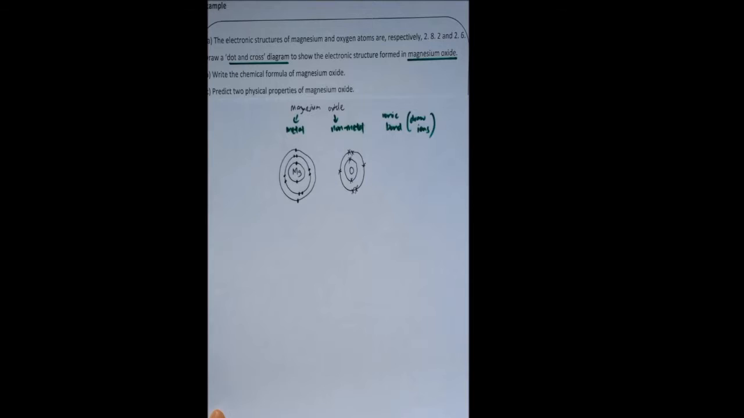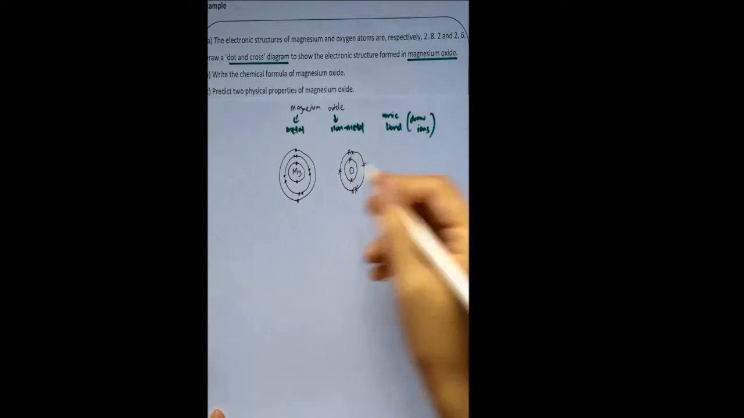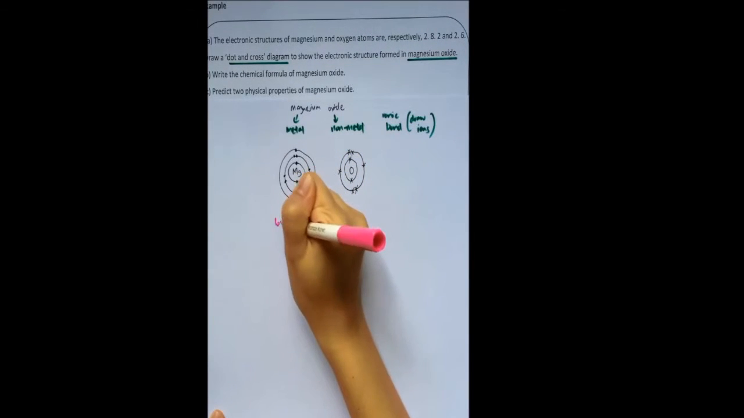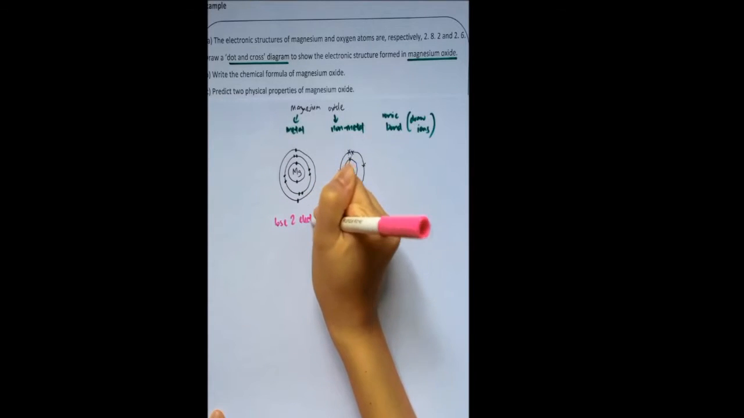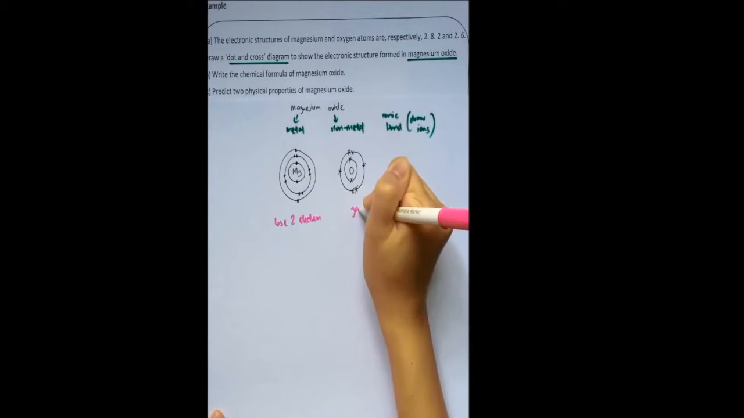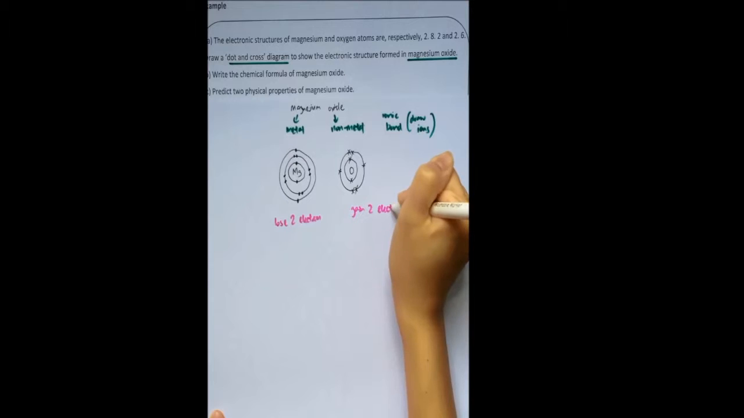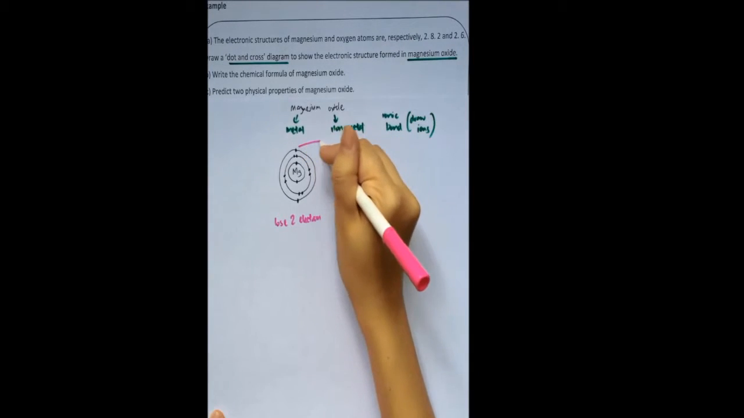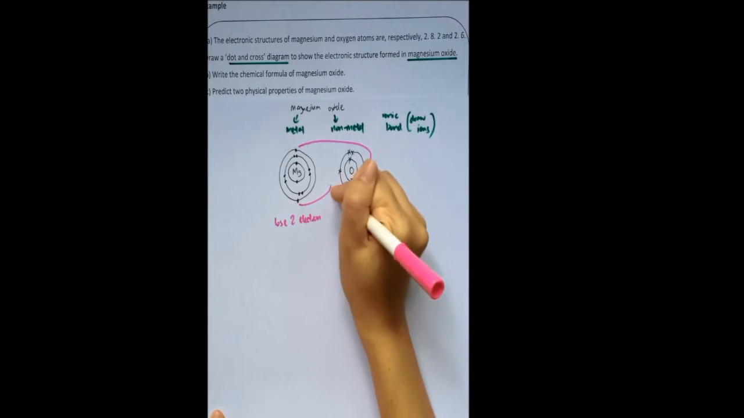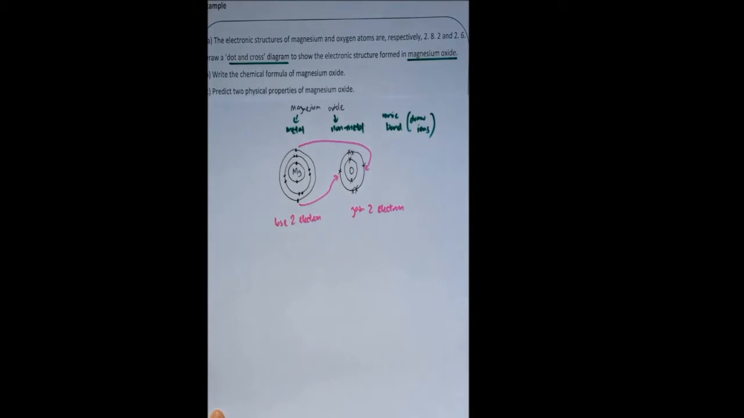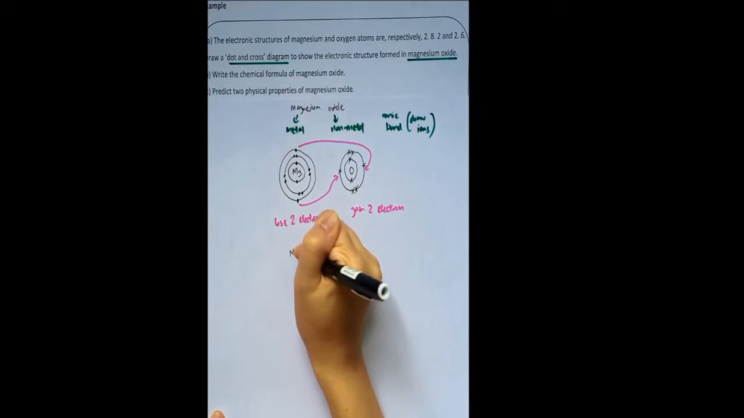Then you ask yourself, what happens to magnesium if it wants to have a completely filled valence shell? So magnesium will lose 2 electrons. Oxygen will want to gain 2 electrons. So the top electron goes over and the other one goes over there. That is our atoms, that is our working.